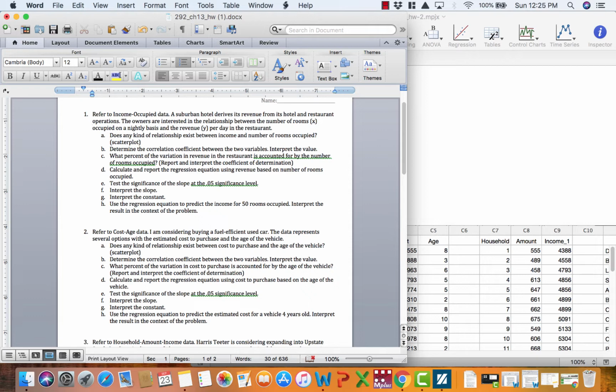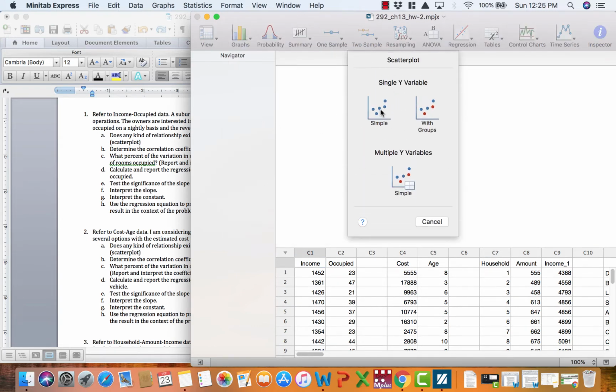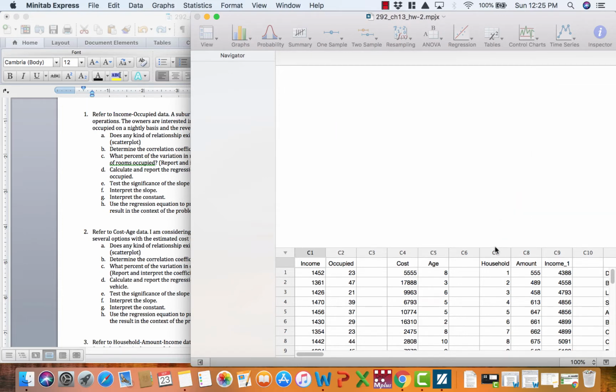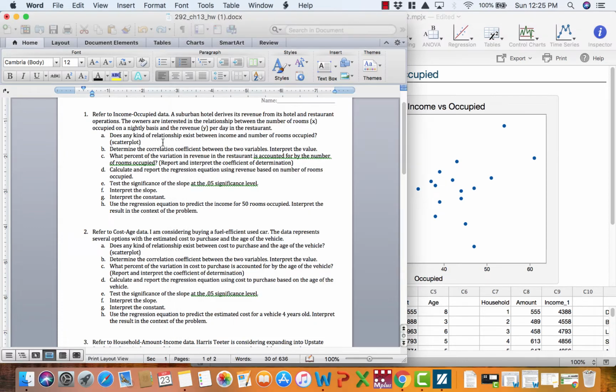Part A, does any kind of relationship exist between income and number of rooms occupied? We want a scatter plot. To do a scatter plot, we go into graphs, scatter plot. We want a simple scatter plot, and income is our Y and occupied is our X. We say okay. Looking at this scatter plot, what might we say? Our options here are positive linear, negative linear, non-linear, and no linear correlation. I would probably call this positive linear. It's not obvious, it's not an exact science, but based on the trend here, I would call this positive linear.